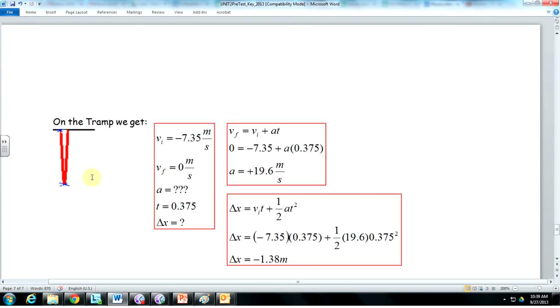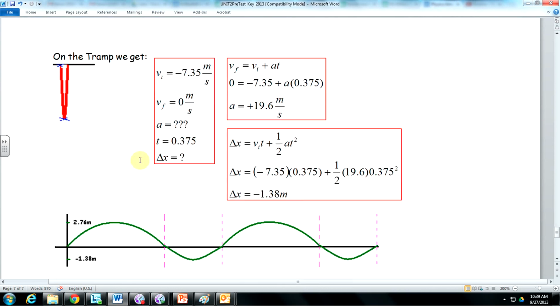Okay, let's take a look at the graphs. We've solved everything. Now it's just a matter of plugging things in. Here's our position. We had our 2.76 meters was as high as he went in the air. Here he touches the tramp. Notice for 0 here I've chosen the level of the top of the trampoline. And so this represents the trampoline being stretched downwards for our negative displacement. In any case, it goes down about negative 1.38.